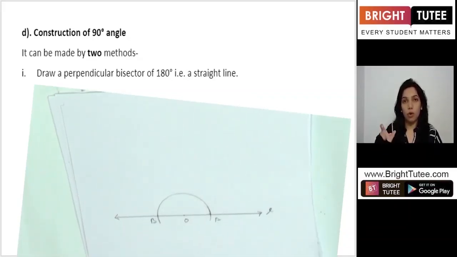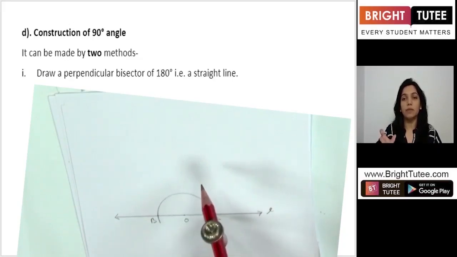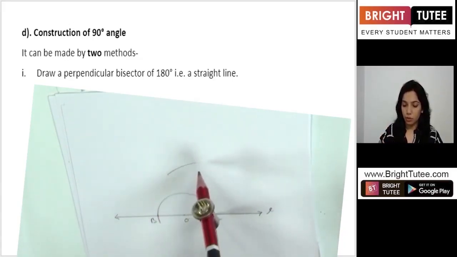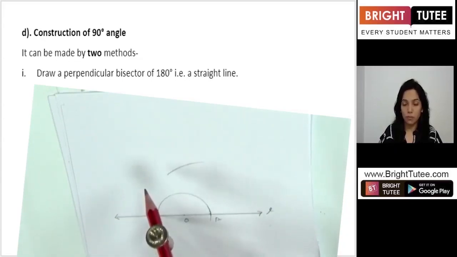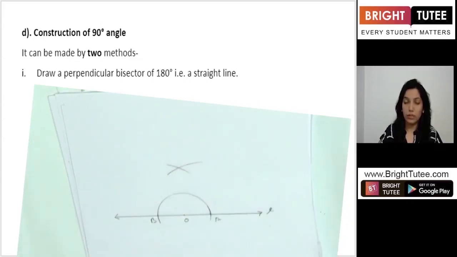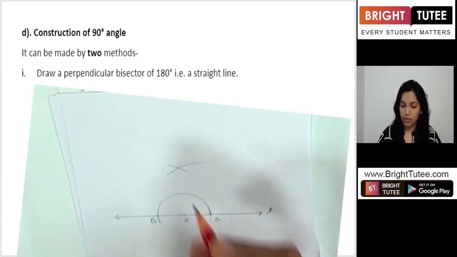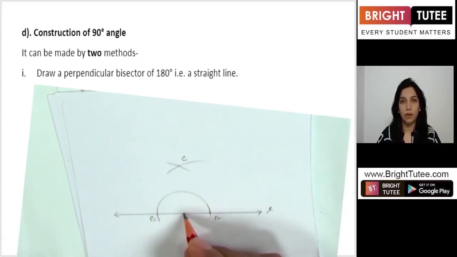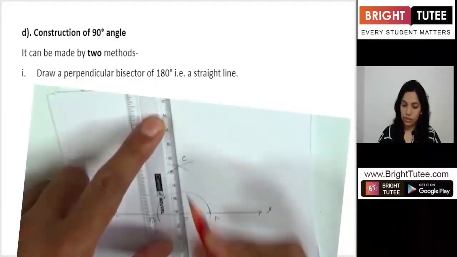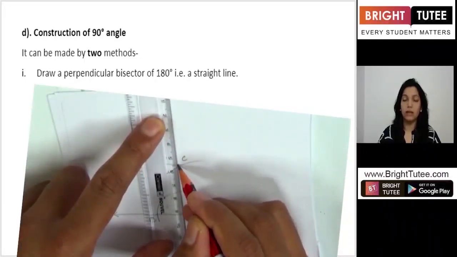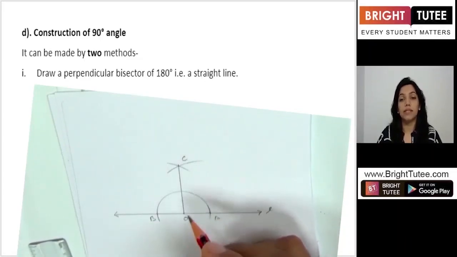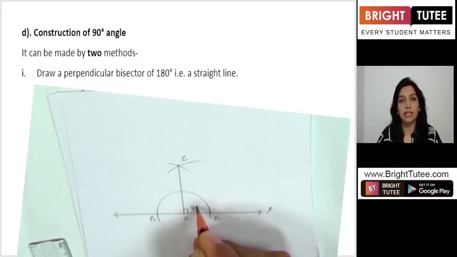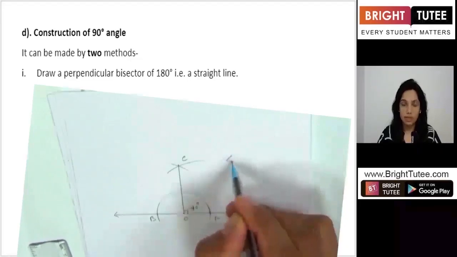So you keep the opening of your compass more than half of AB. Now you put the pointer at point B, you make an arc. With the same opening, put the pointer at A, make another arc. They are meeting at point C. So now join C to the point O. You have got the angle COA, or we can say AOC, that measures 90 degrees. I hope this is clear.